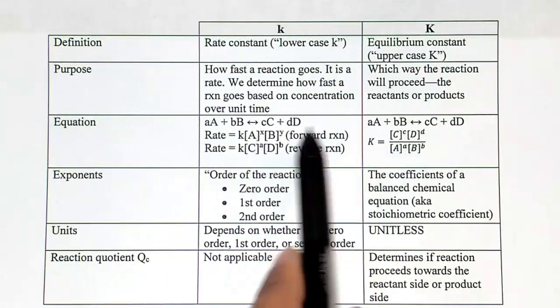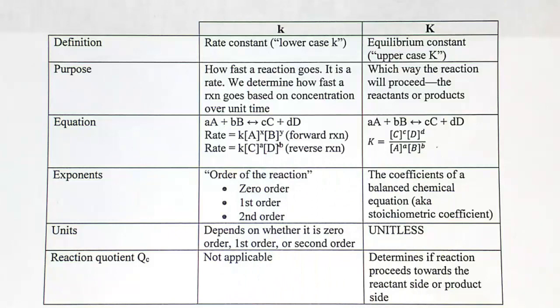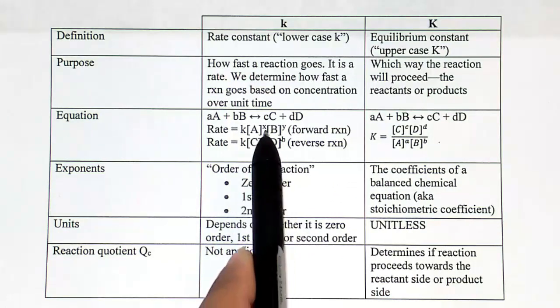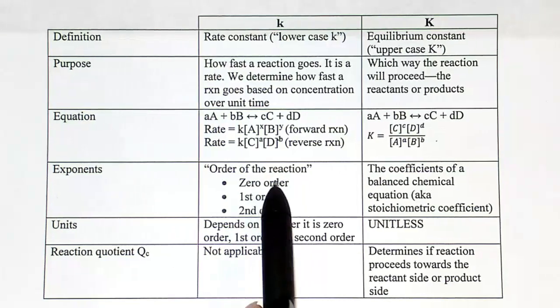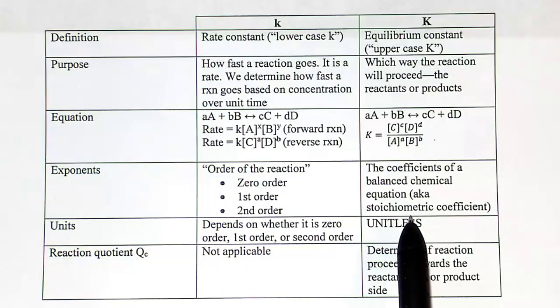The way you calculate these is a little bit different. This is the law of mass action. This is more the rate law. And the exponents here in the rate law are nothing more than zero order, first order, or second order. We have to calculate that based on our data table. Here, the exponents are nothing more than the coefficients of the balanced chemical equation. So it's critical that the equations remain balanced.